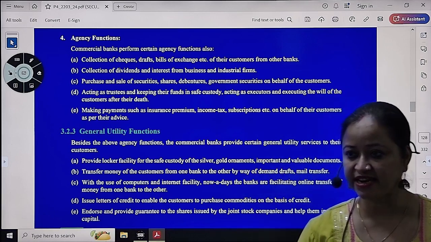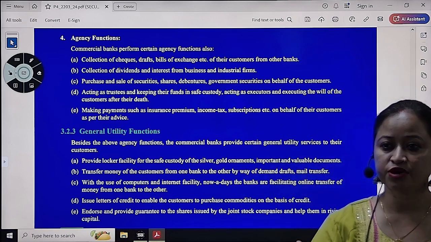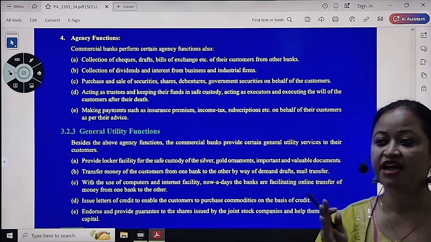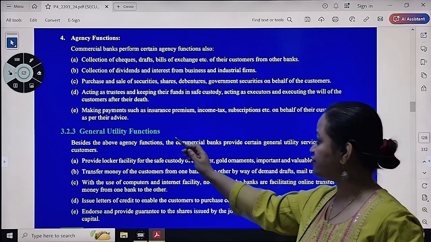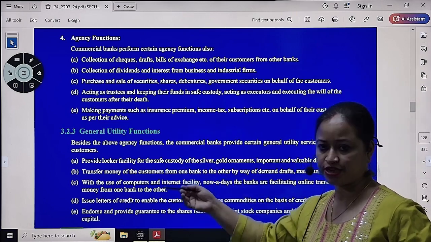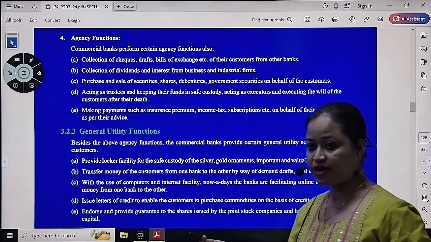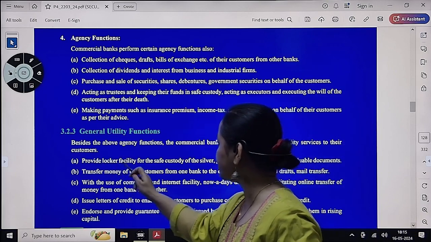Accepting deposits and providing loans and advances. Okay, so apart from primary functions, the banks are providing agency functions as well as general utility functions, like other functions. So what are the other functions that are given to the customers by the commercial bank?